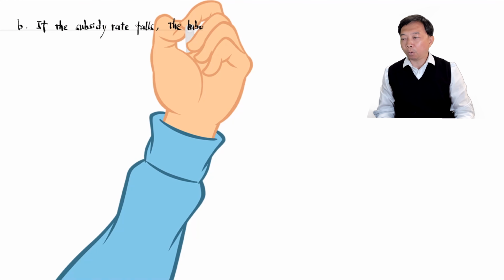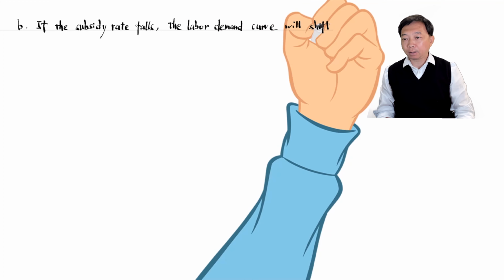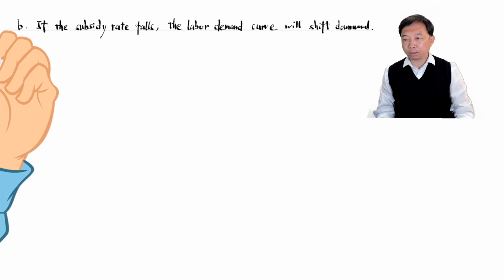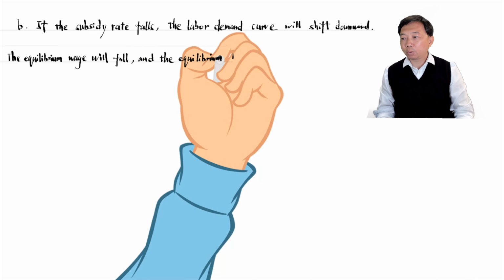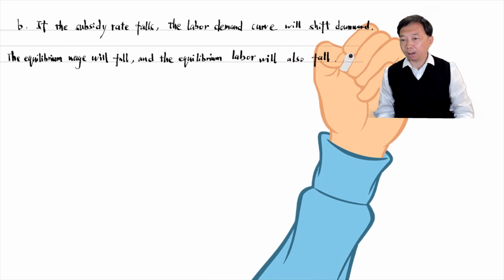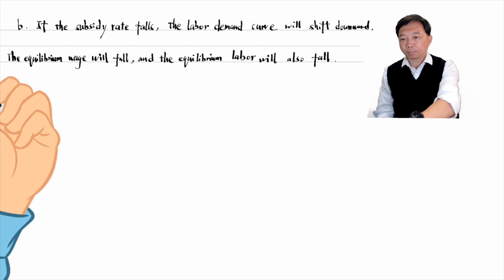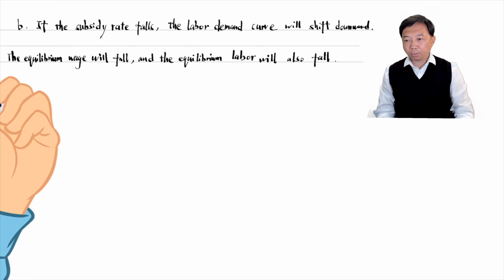In Part B, what happens when the wage subsidy rate falls? If the subsidy rate falls, the labor demand curve will shift downward. The equilibrium wage will fall, and the equilibrium quantity of labor will also fall. In Part C, what is the incidence of the subsidy?